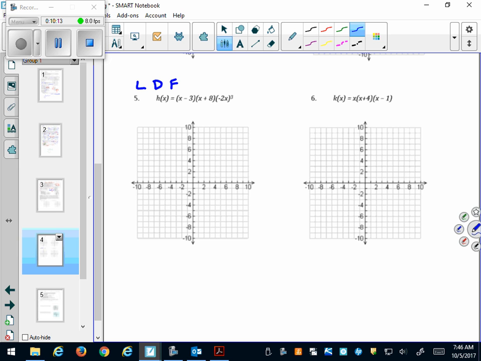Do we know the leading coefficient here? No. Could we figure it out? Yeah. Do we know the degree? What's the degree? 5, right? Because this is x to the third here, times x is x to the fourth, times another x is x to the fifth. So the degree is at least 5. So it's greater than or equal to 5, right?